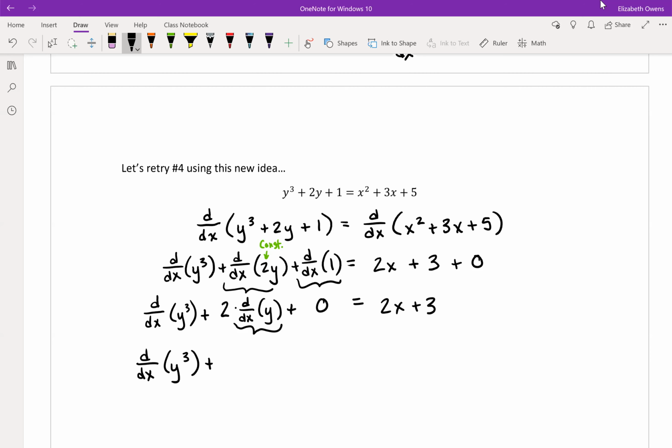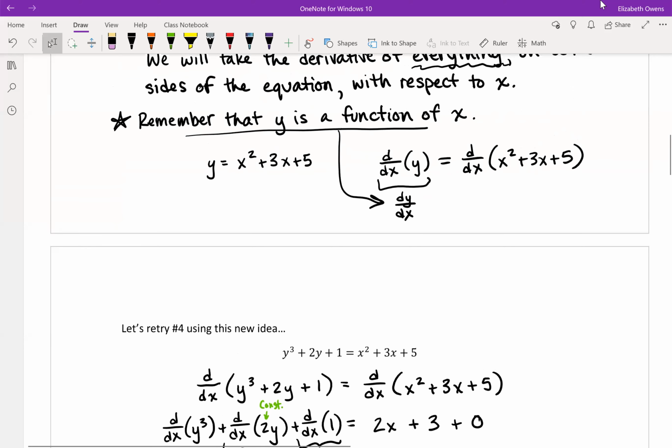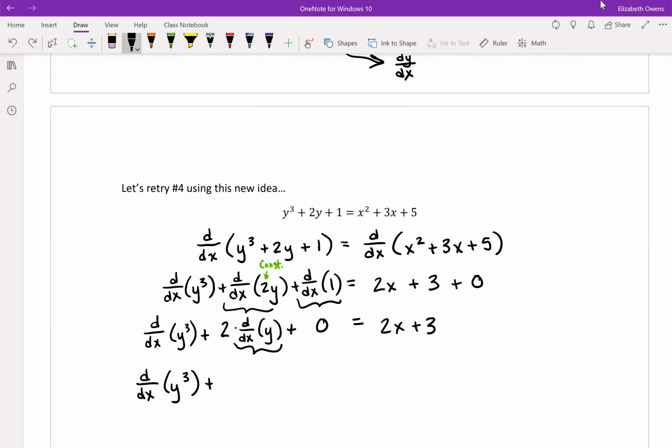We actually know what this is. The derivative with respect to x of y is just what we've been doing in a lot of our other problems. The derivative with respect to x of y is just dy dx. And so that's what we can write for that. Okay, so d dx of y is just dy dx. So we have 2 times dy dx. And then we don't need to write plus 0, so we can just say that equals 2x plus 3.